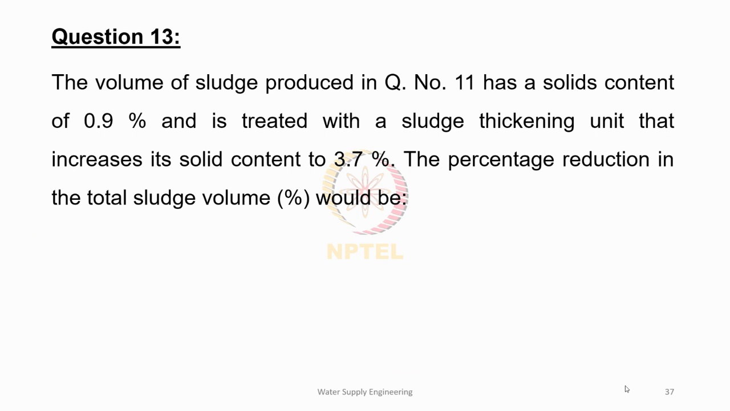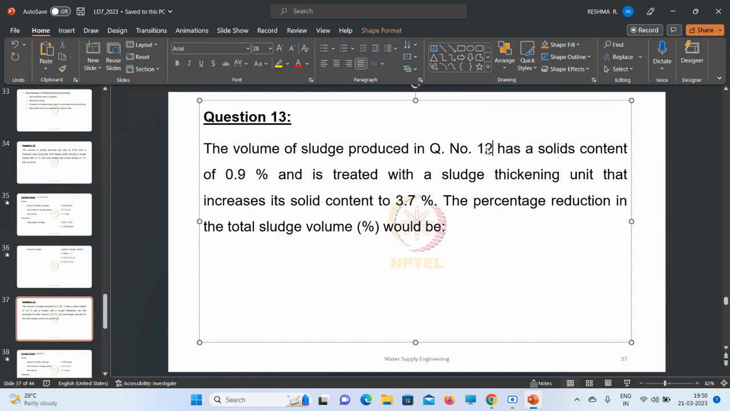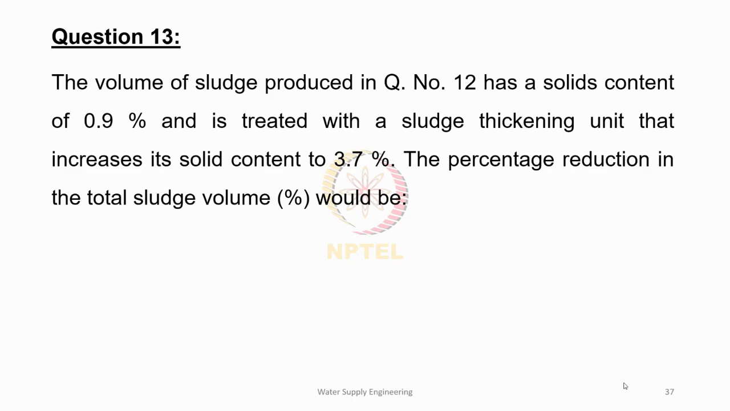Question number 13. The volume of sludge produced in question number, it's not 11, it's 12. The volume of sludge produced in question number 12 has a solids content of 0.9 percentage and is treated with a sludge thickening unit that increases its solid content to 3.7 percentage. The percentage reduction in the total sludge volume would be.